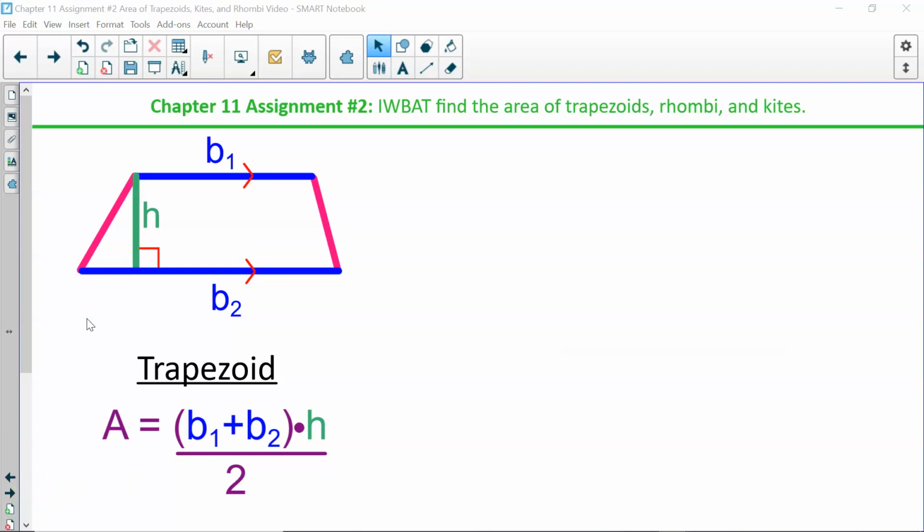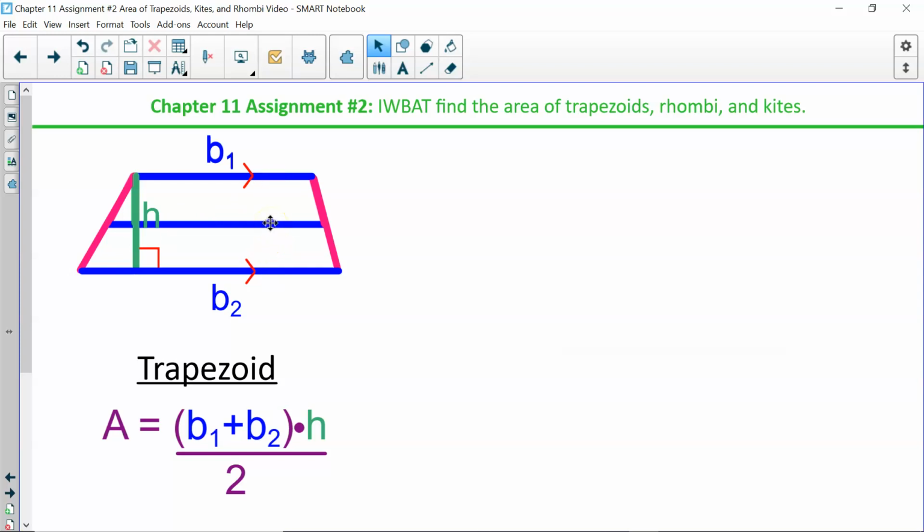So I'd like to do a little demonstration to help you make sense of this area formula for a trapezoid. If you recall, when we studied trapezoids, we learned about the midsegment of a trapezoid. The midsegment connects the midpoint of one of the legs to the midpoint of the other leg, and it is parallel to the other two parallel bases. So notice that this midsegment divides the trapezoid into an upper piece and a lower piece.